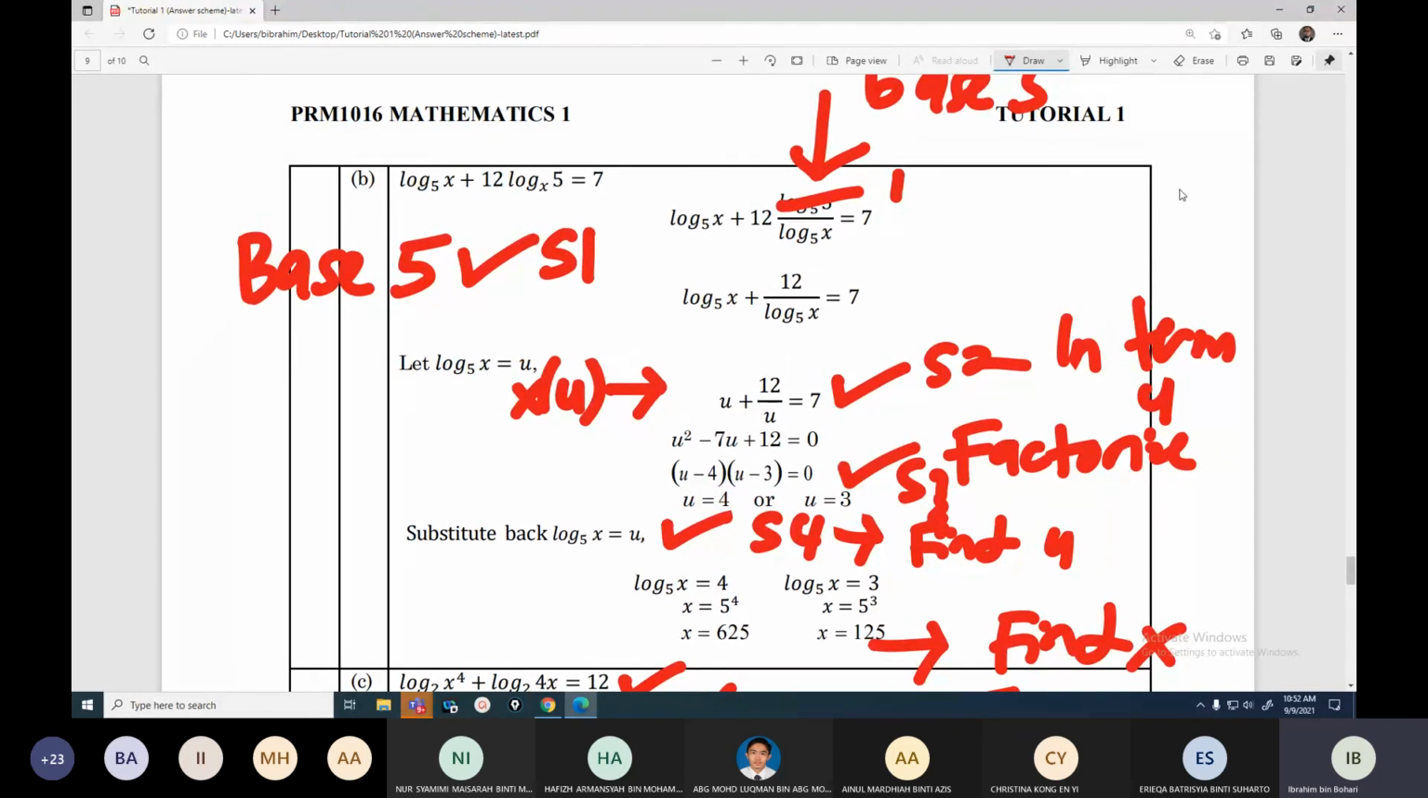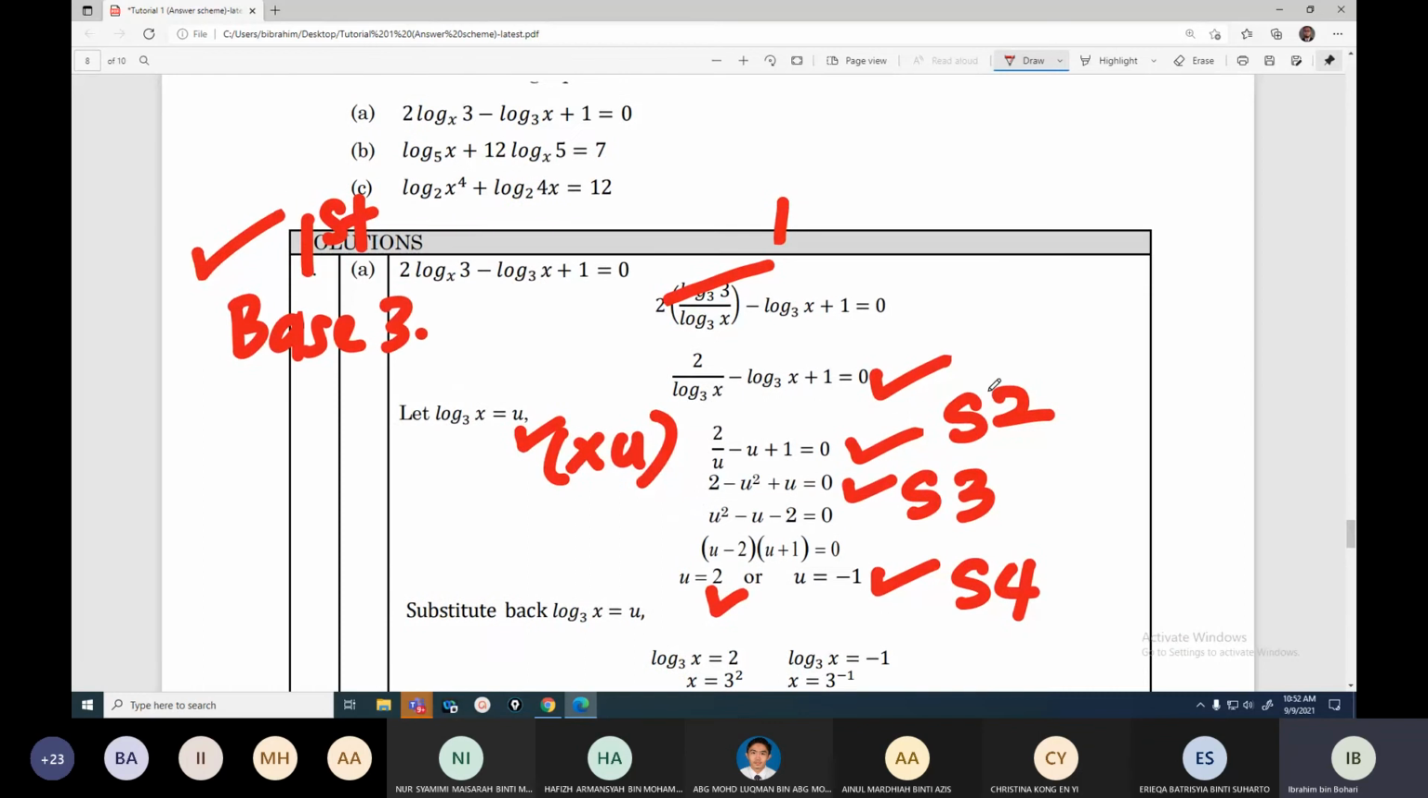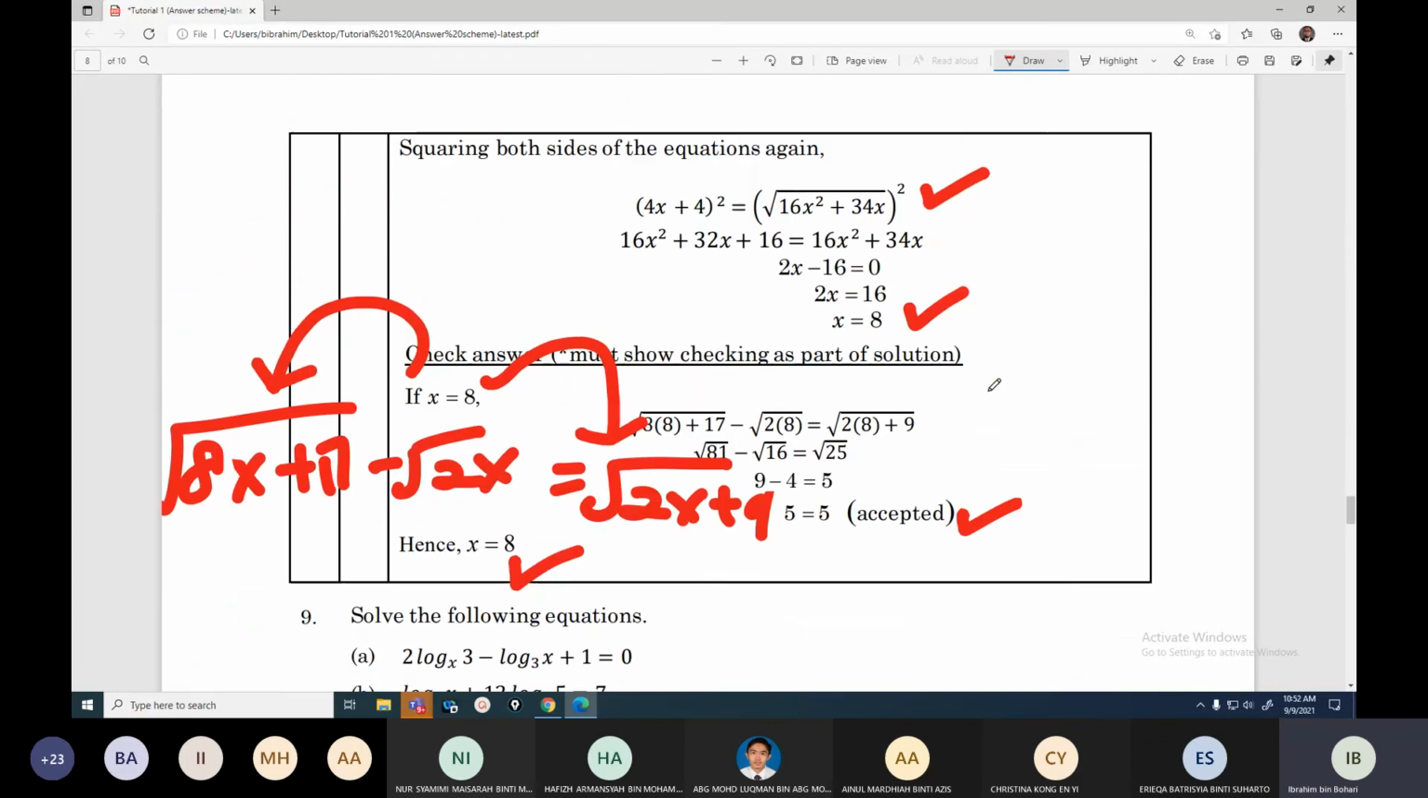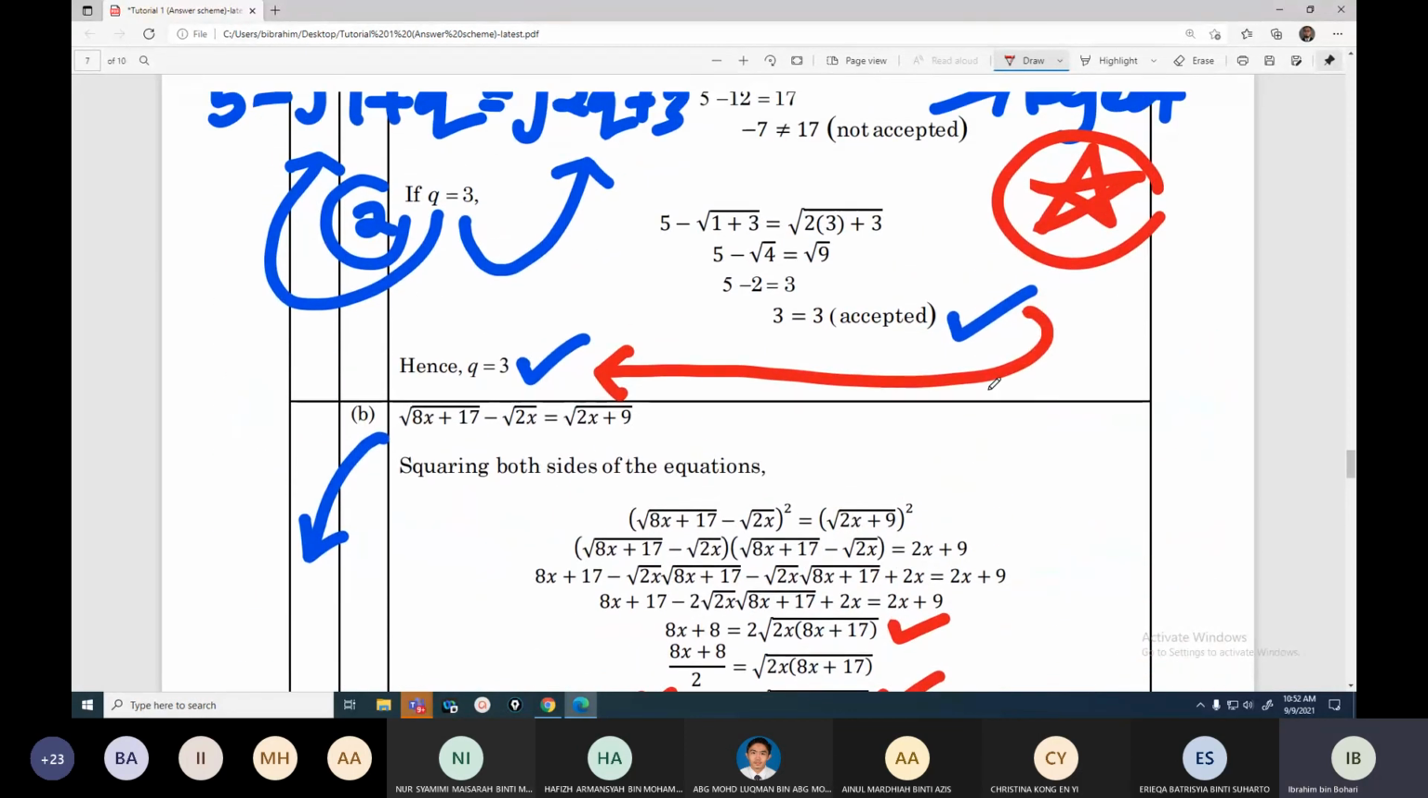Step 1, change the base to 5. Step 2, here in terms of u. Step 3, here factorize. Step 4, here find the value of u. Last, here find the value of x. You no need to prove. You tak perlu tunjukkan dia punya probing, the left hand side and the right hand side. The probing method, you just show untuk question number 8 saja. Ini ni, question number 8.